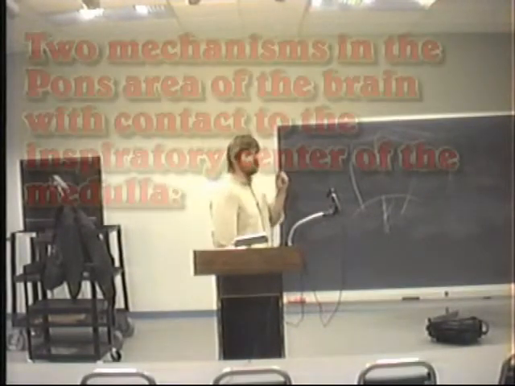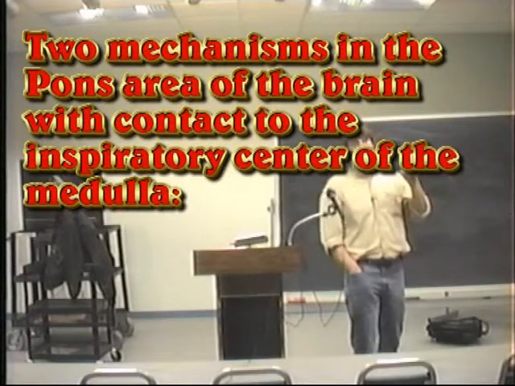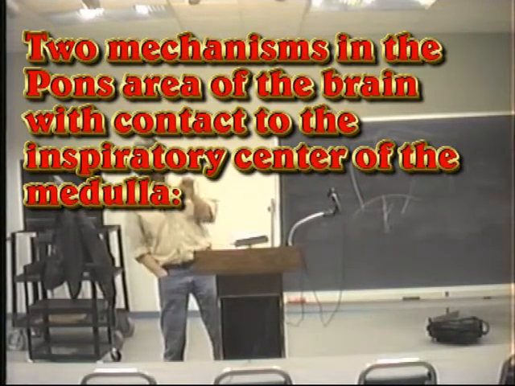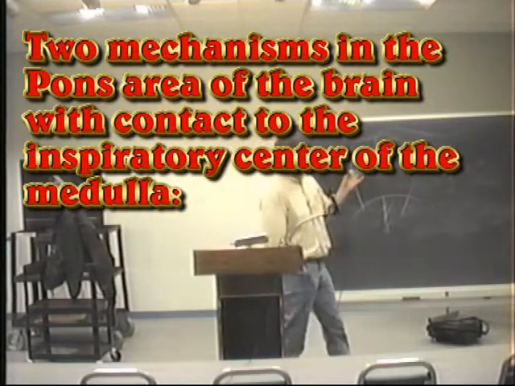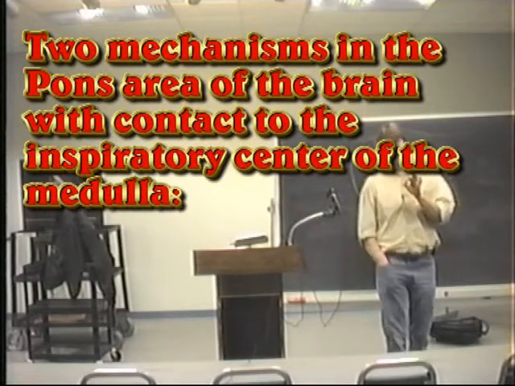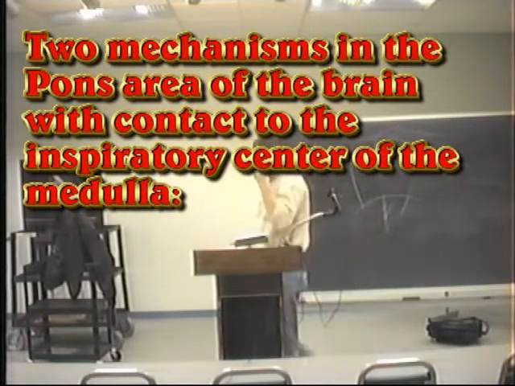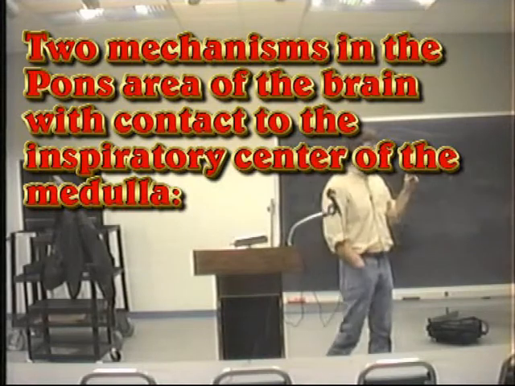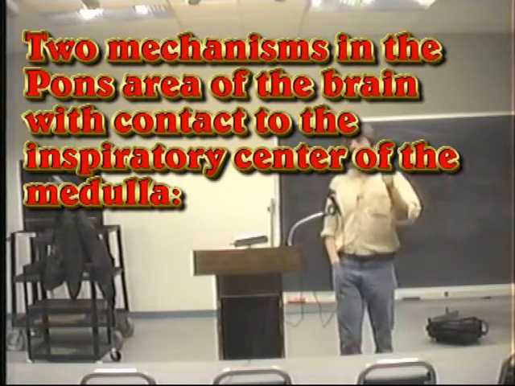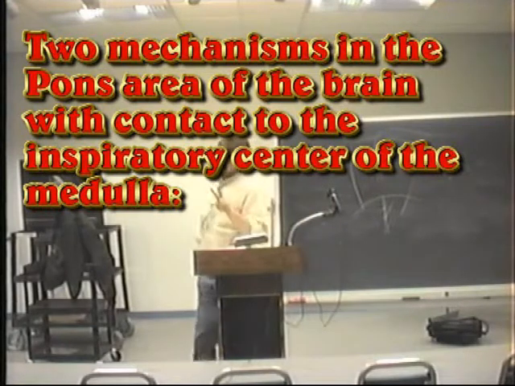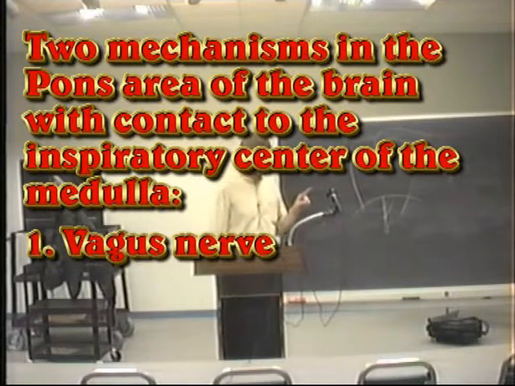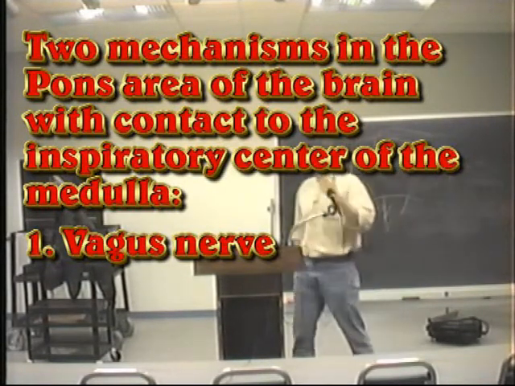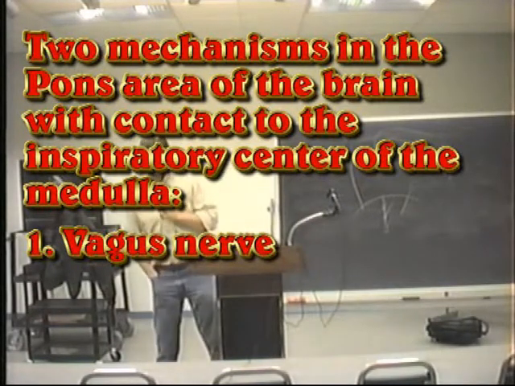There are two mechanisms in the pons that are connected to the inspiratory center. And we need to understand something. The inspiratory center, that collection of neurons, nerve cells, that's what neurons are, will tell you to breathe. It'll stimulate respirations at a regular rate. What these higher functions do is set the speed, the interval. And there are two basically. One is the vagus nerve. The vagus nerve has a hand in a whole lot of things: digestion, cardiac function, and in this case, respiration.